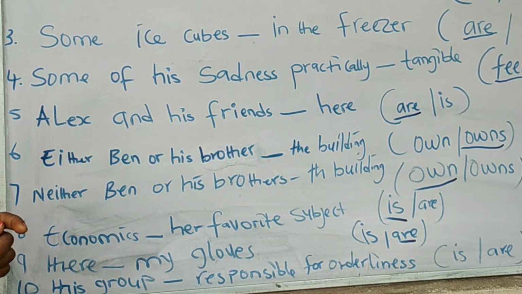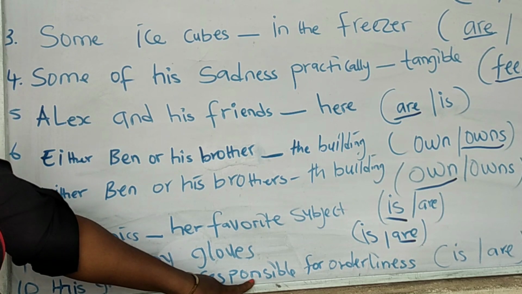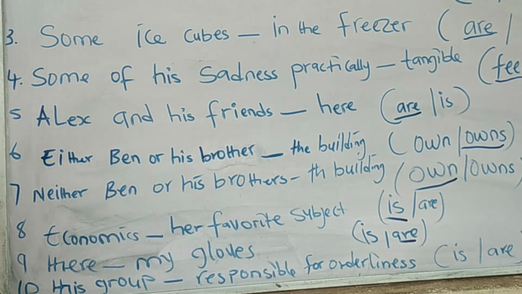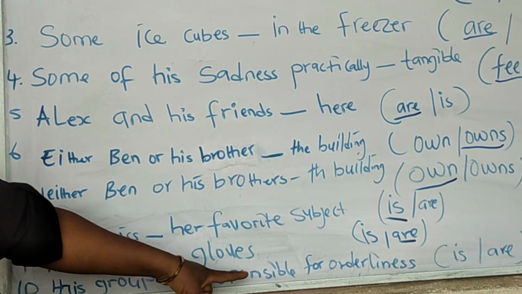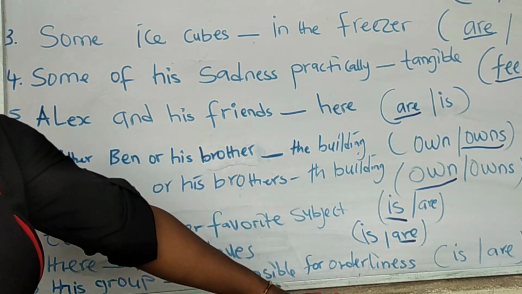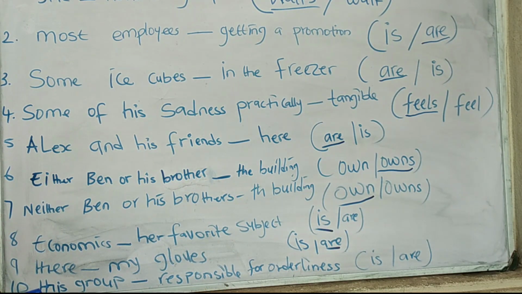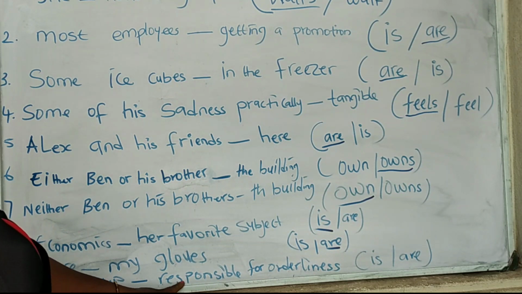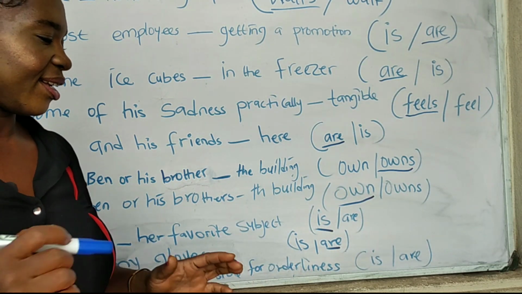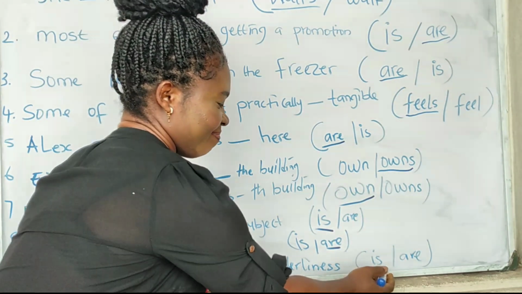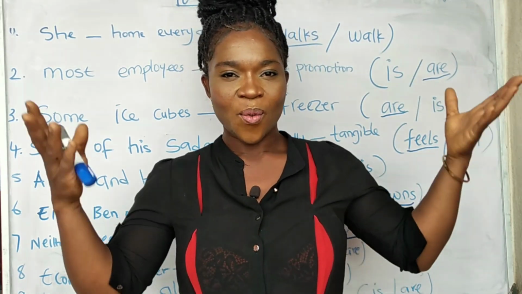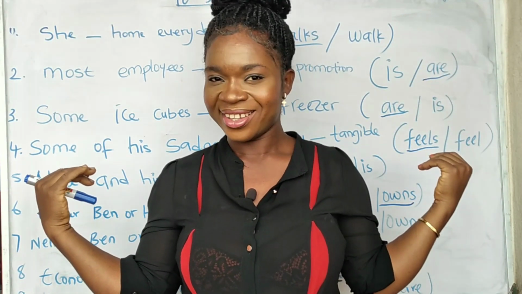Okay. And number 10, which is the last on the list, this group dash responsible for orderliness. What's your answer? For me, this group is responsible for orderliness, so I go for is. All right, so now let's explain why every one of these is what it is.